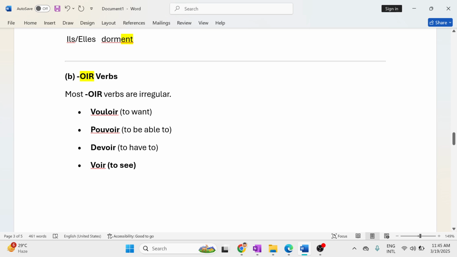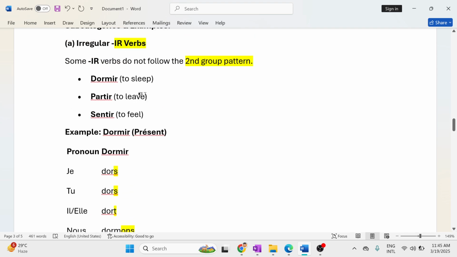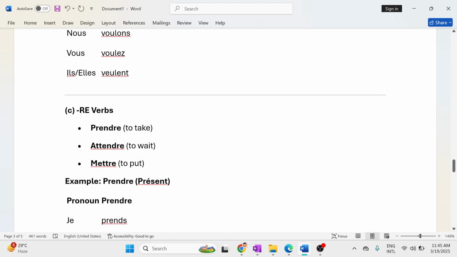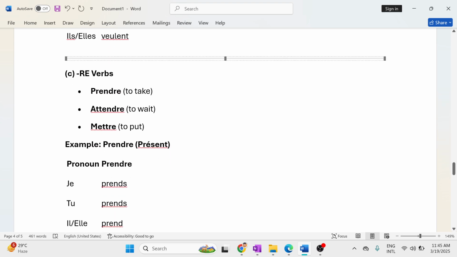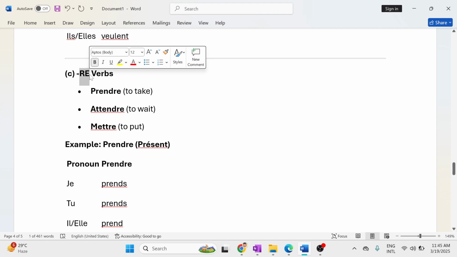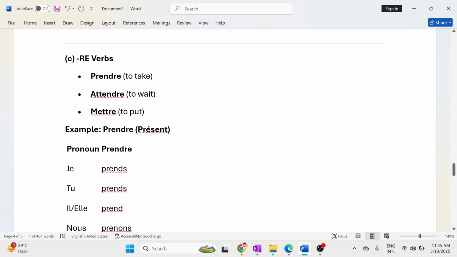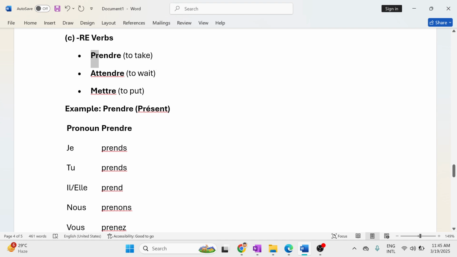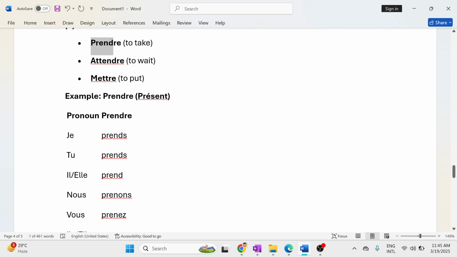They are irregular, right? Did we discuss prendre? Okay, OIR we discussed. Let's talk about RE ending verbs like prendre, attendre, mettre. All these verbs are RE ending verbs, and they are also irregular. Still, they have a kind of infinitive touch in their conjugation. Take this example, prendre.